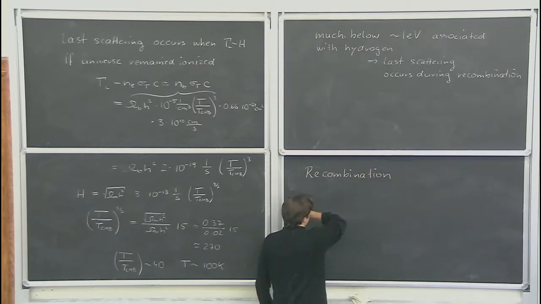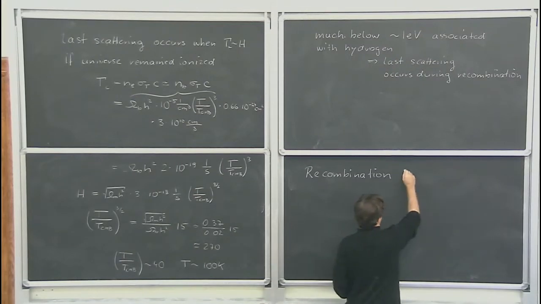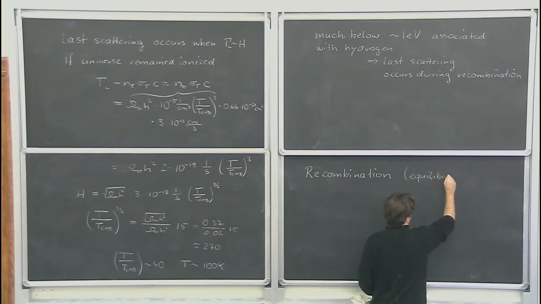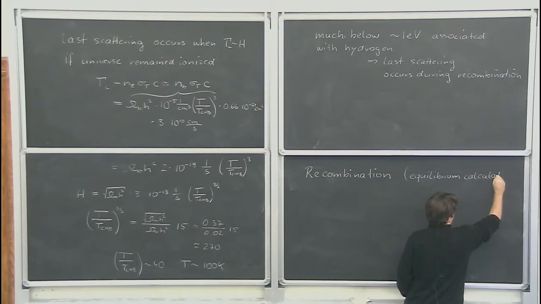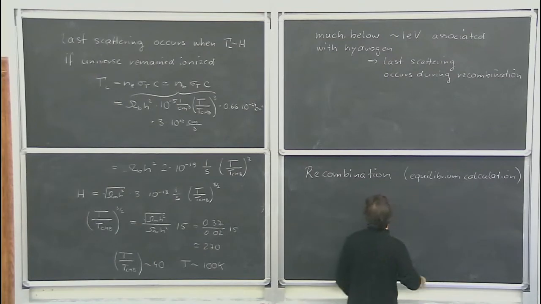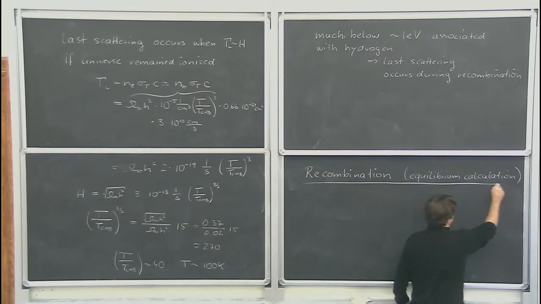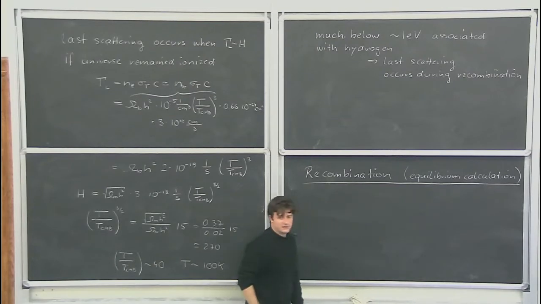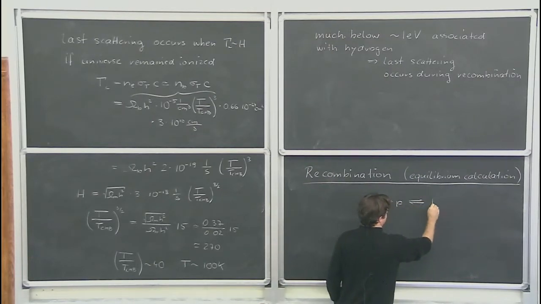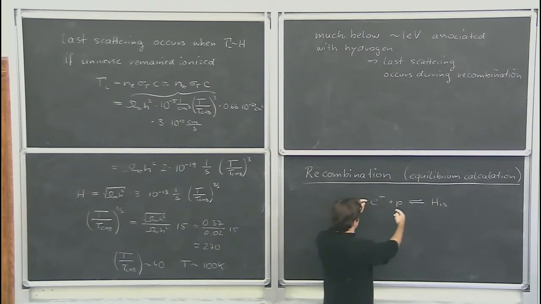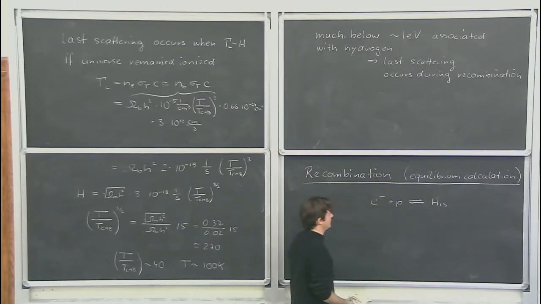And for any process in cosmology, I think it's a good strategy to always start with the equilibrium calculation, even if it doesn't give you the full answer. It's also true in this case, unfortunately, but it still gives you the right ballpark. So for recombination, what we're interested in is at what point we go from the ionized phase to the neutral phase.